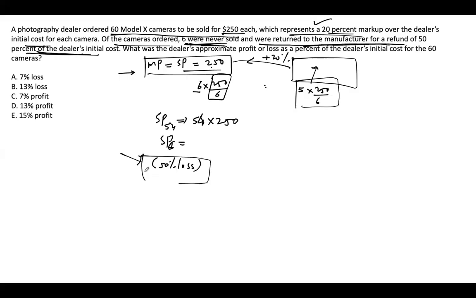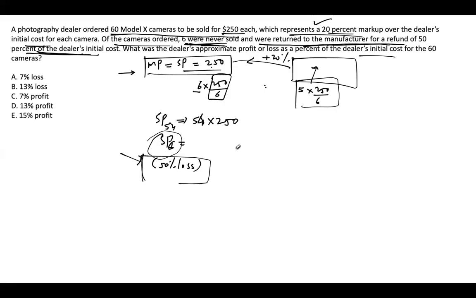Try thinking about it. Let's say it is returned to the manufacturer for a refund of 50%. That means it is selling at, let's say, 50% of the initial cost. So can I say there's a loss of 50% involved in a way? Yes. Loss of 50% over the cost.